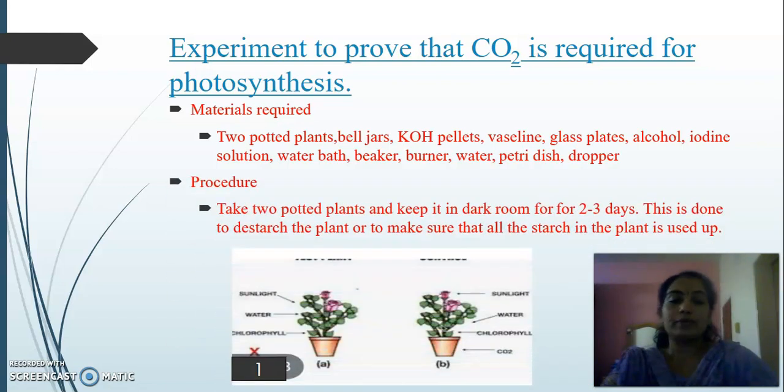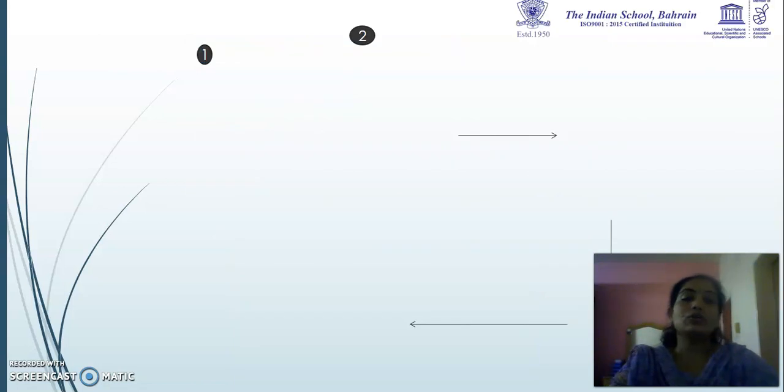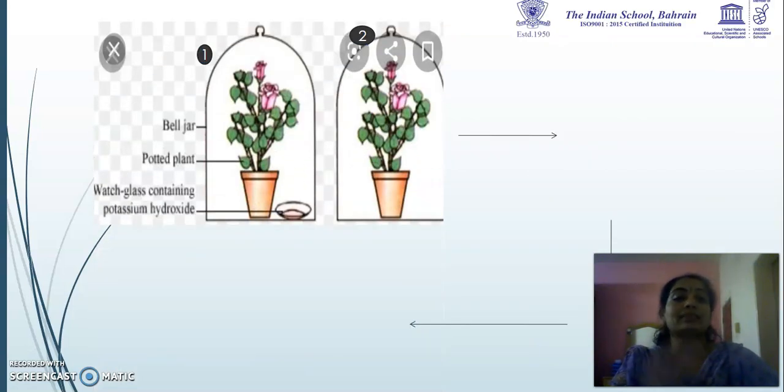So to start with the experiment, we'll take both the plants. We will keep them in a dark room for 2-3 days again to de-starch the plants. Okay, and then we will keep them in sunlight. But before allowing them to perform photosynthesis, here we have to prove that carbon dioxide is required for photosynthesis. So for one of the plants, we have to provide a condition where carbon dioxide is not present. So we are going to make the setup like this.